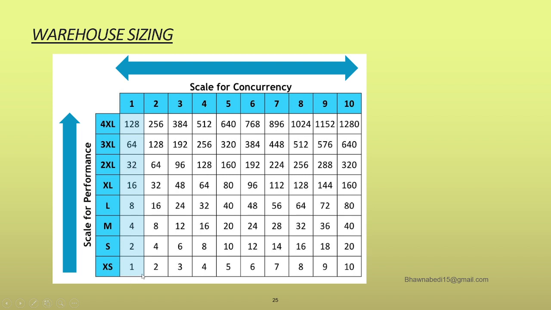And now what happens over here? What you see in the middle is nothing but the cost associated, the number of credits utilized per hour whenever you choose this configuration. So for XS, and let's say concurrency is 3, for per hour you are going to use 3 credits. So this is how your warehouse sizing also works in Snowflake.